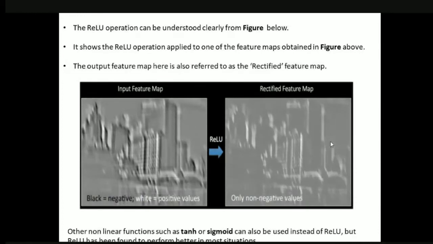We are only having non-negative values. But as specified in the last description, we can use other functions such as tanh or sigmoid. However, using ReLU has given better performance in most situations. Before applying ReLU, we have a feature map. After applying ReLU, we will have a rectified feature map. This is most important for you to remember.